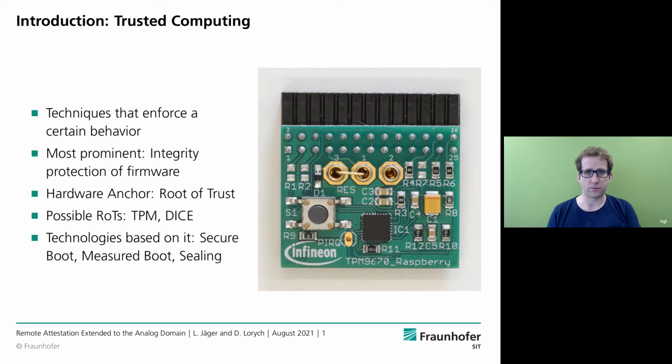And a little less known root of trust is the device identifier composition engine. And based on these roots of trust, a number of techniques exist that make sure the device's behavior is as expected. For example, secure boot, which will abort the booting sequence if manipulation of the firmware is detected, or measured boot that can measure a firmware and report its properties to a remote verifier, or for example, sealing, which will encrypt a piece of data so that only a firmware that wasn't tampered with can read it.